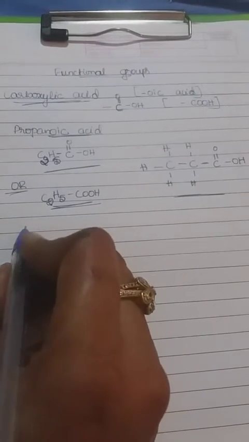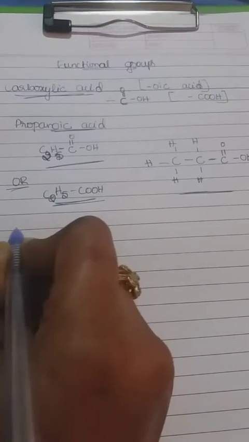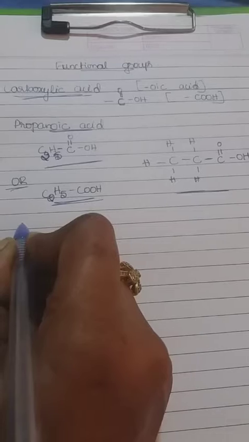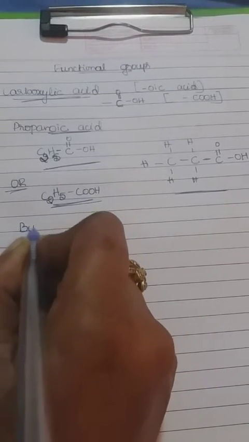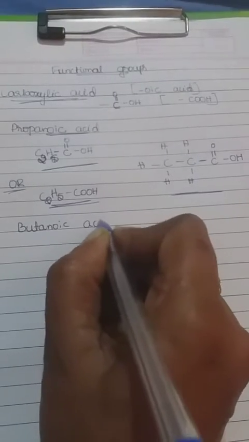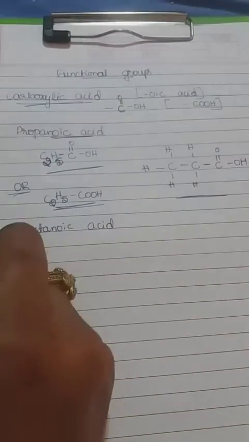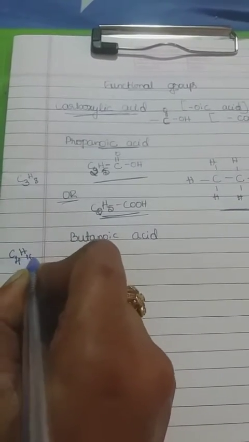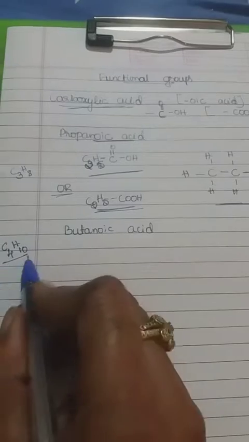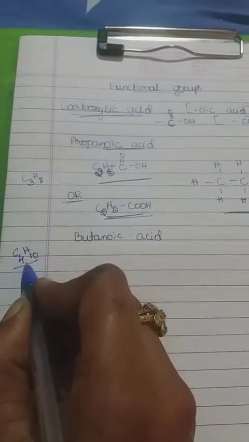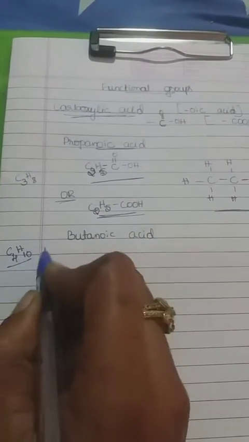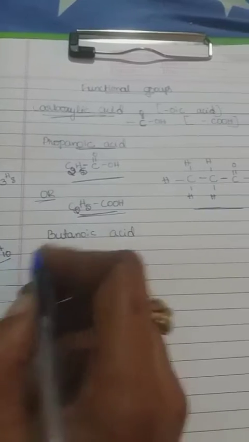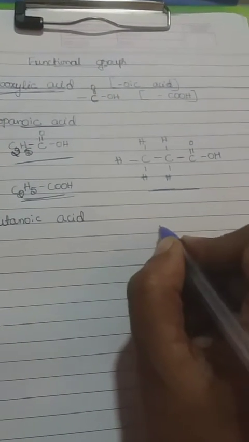Let's take one more example. We have methanoic acid and ethanoic acid; you try those. Let us take butanoic acid. Butane means carbon atoms always 4, and hydrogen atoms 4 times 2 is 8, plus 2 is 10, according to the general formula CnH2n+2. So C4H10 is the butane formula. Let's write butanoic acid first.